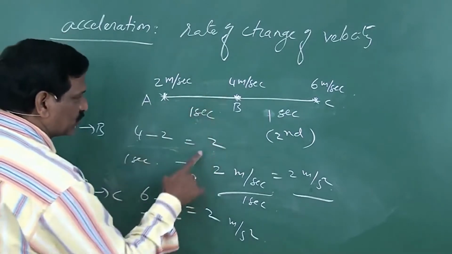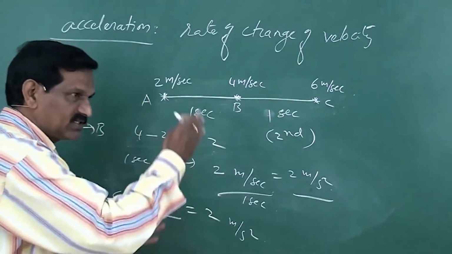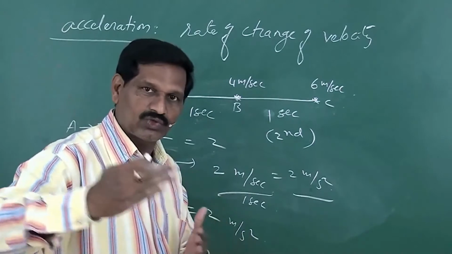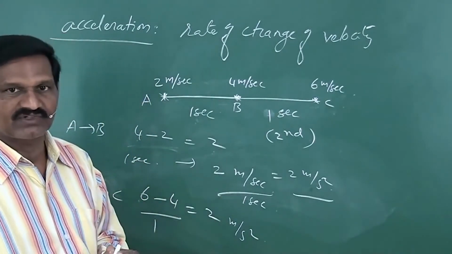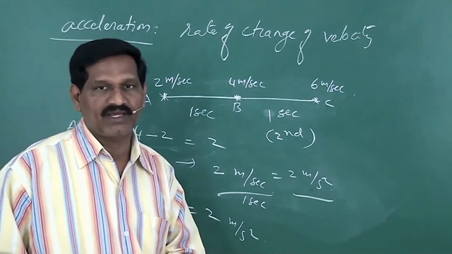Here change is 2. Here change is 2. Velocity goes on increasing. But that change is the same in equal intervals of times. Then it is called uniform acceleration.